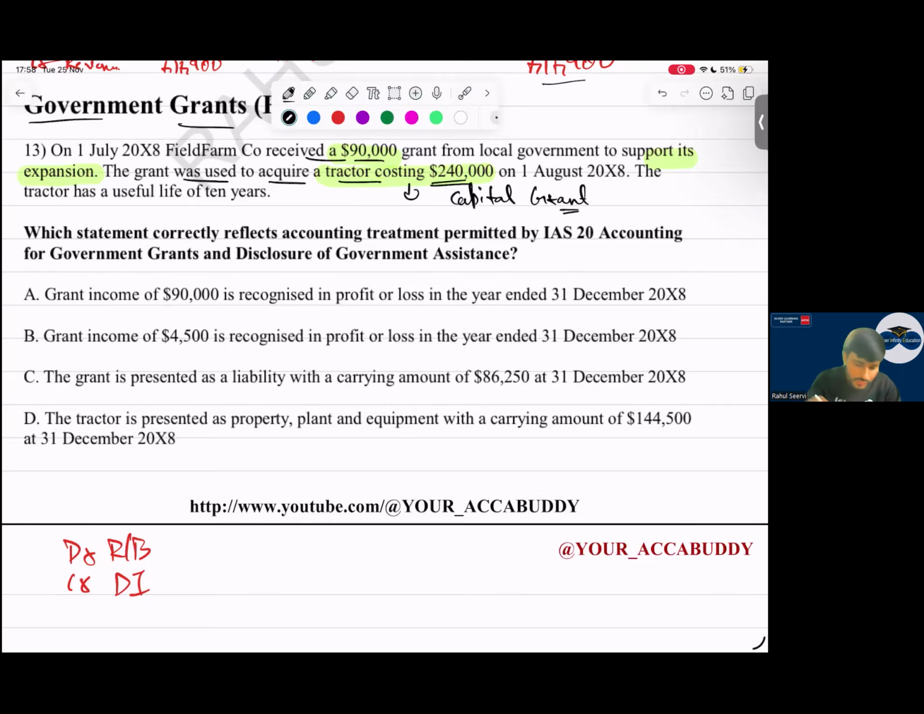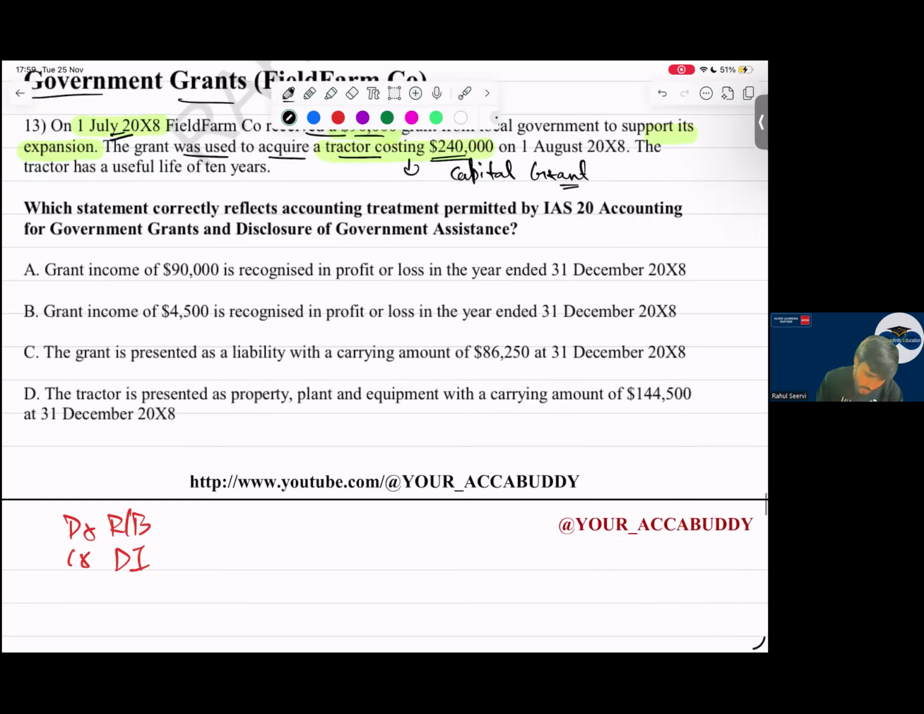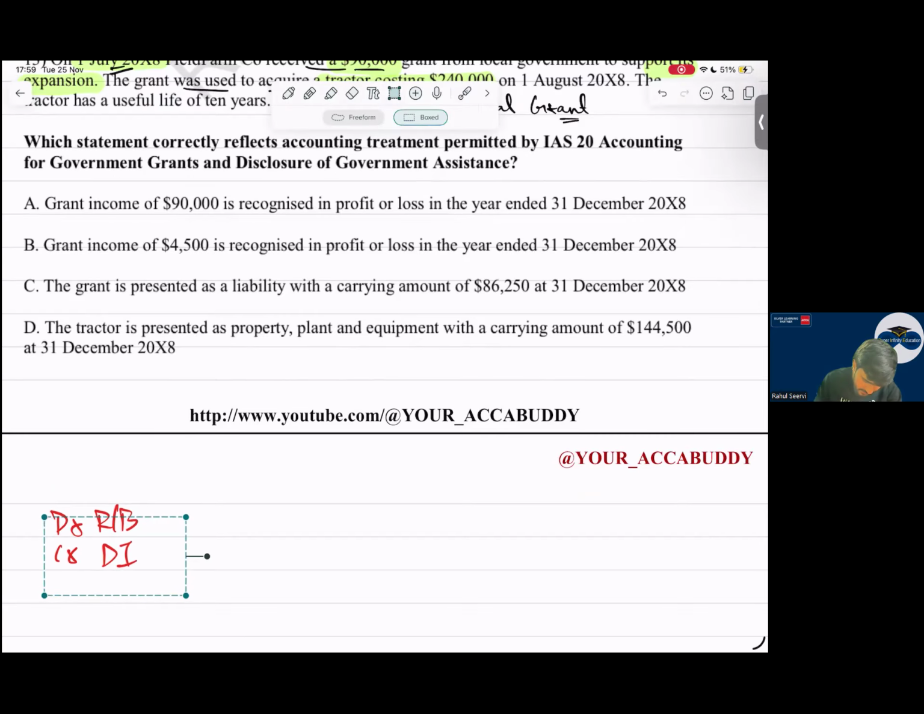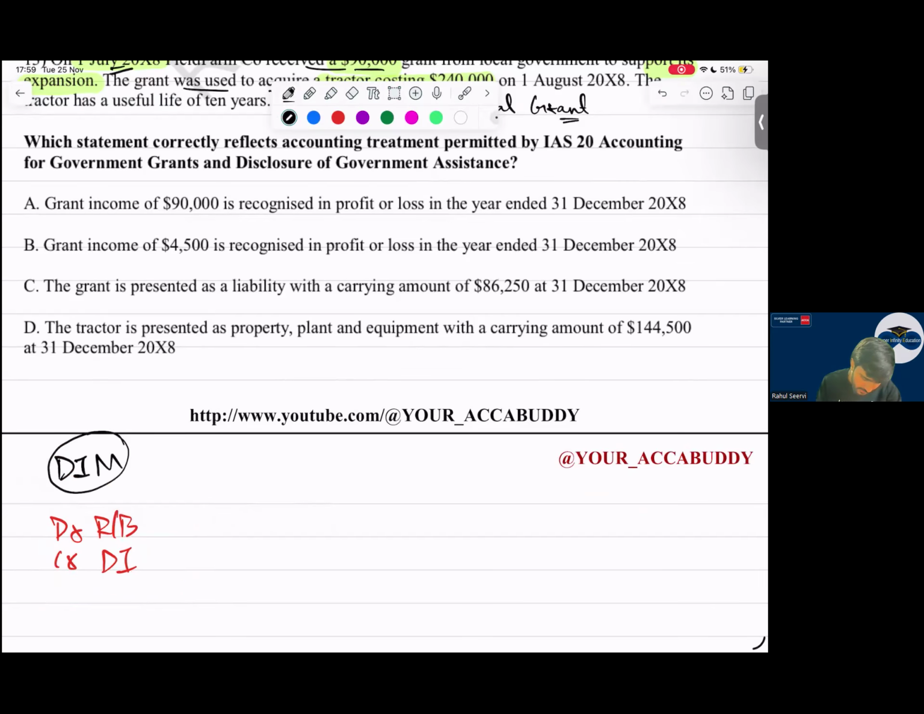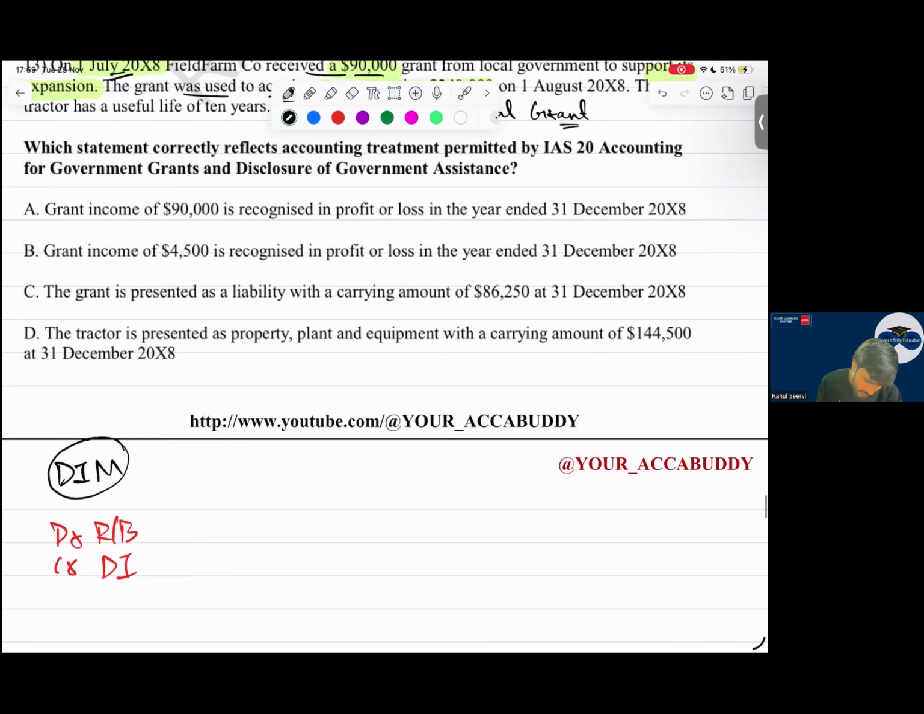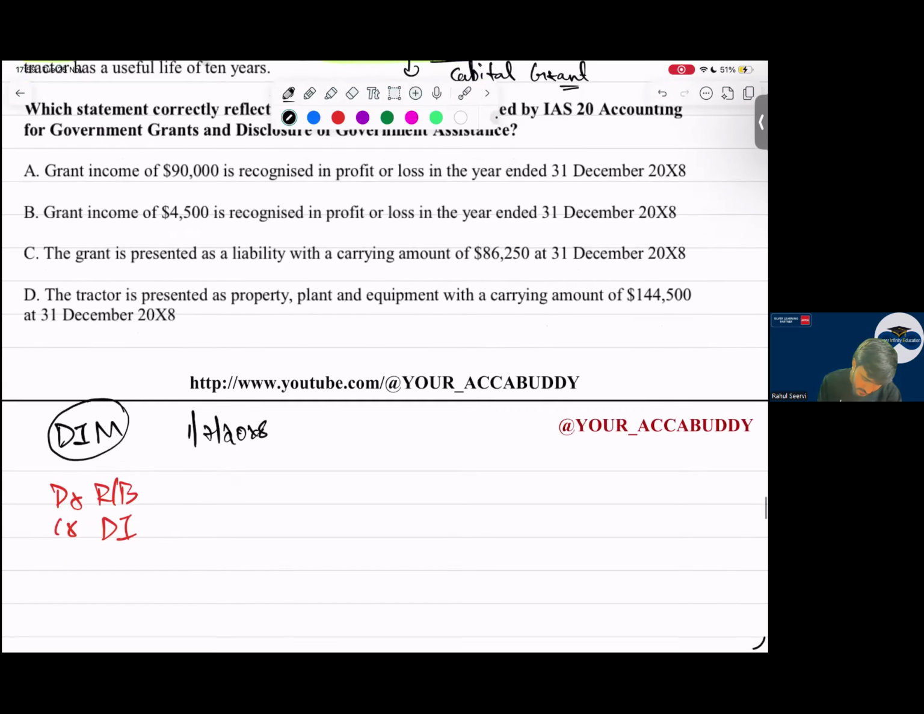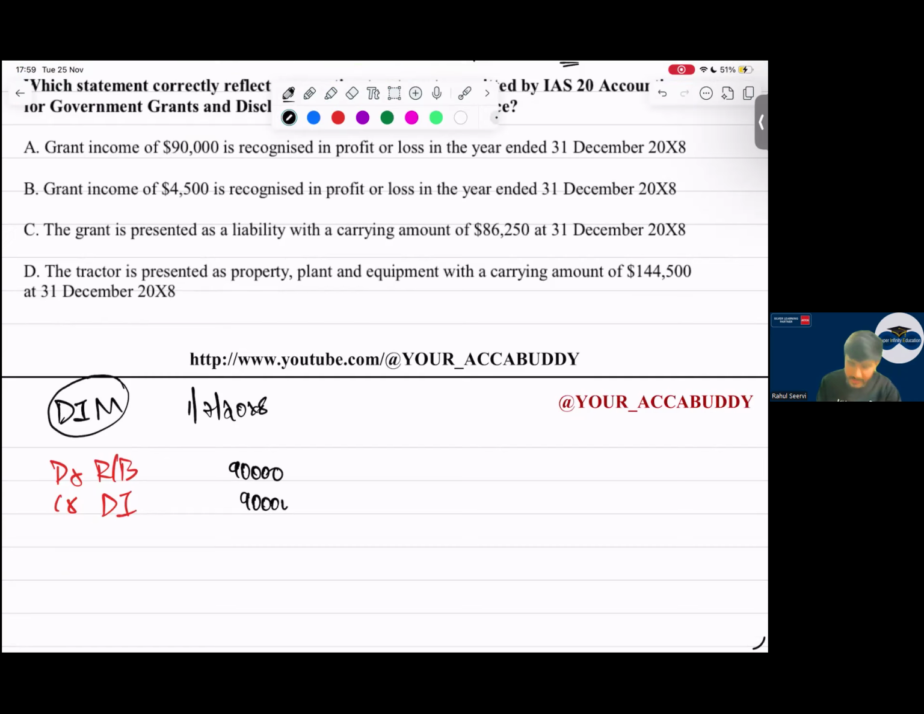So on what date did we receive the grant? On 1st July. So on 1st July, what is the journal entry I pass? There are two methods, but the priority I will give is the deferred income method. On 1st July 2008, we received 90,000. Now remember, in the class I mentioned, do we see the date when we receive the grant? No. We consider the matching principle.